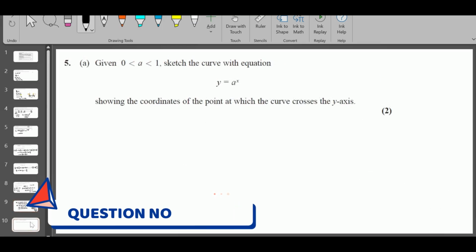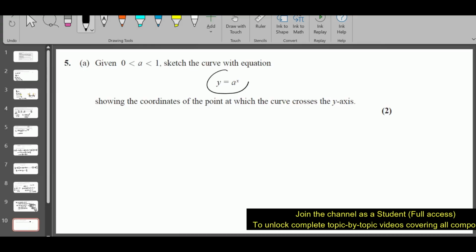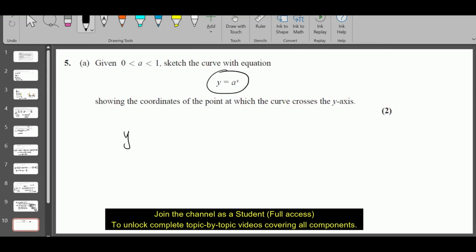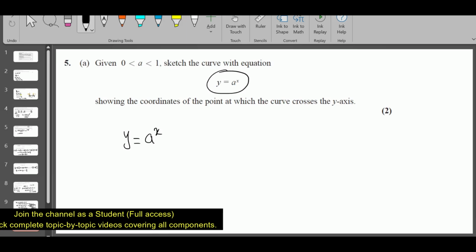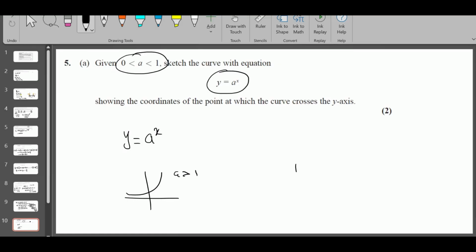Question number 5. Sketch the curve with the equation this. This is an exponential graph. So when you sketch the exponential graph, you need to know this. This is very important, because if a is between 0 to 1, the graph will be like this. If a is greater than 1, the graph will be like this. So we know we are dealing with this graph actually. That's why the condition is very important.